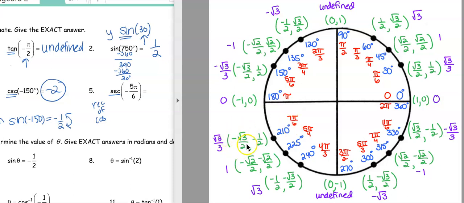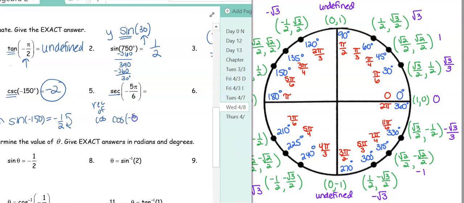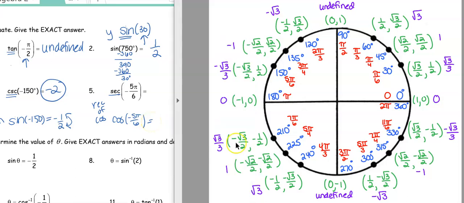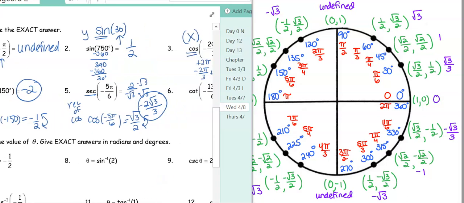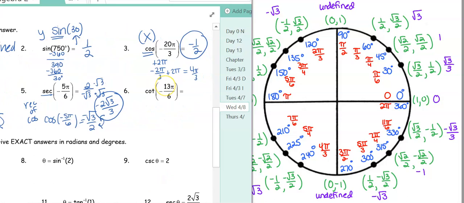Cosine is the x value. So the cosine of a negative 5 pi over 6 is negative root 3 over 2. So if I want the secant, I want the reciprocal. And what this creates is that problem where you have to rationalize. So we end up with 2 root 3 over 3, and that's a negative value, a negative 2 root 3 over 3. All right, same thing for number 6. We find the tangent of that coterminal angle, and then we go ahead and do the reciprocal.